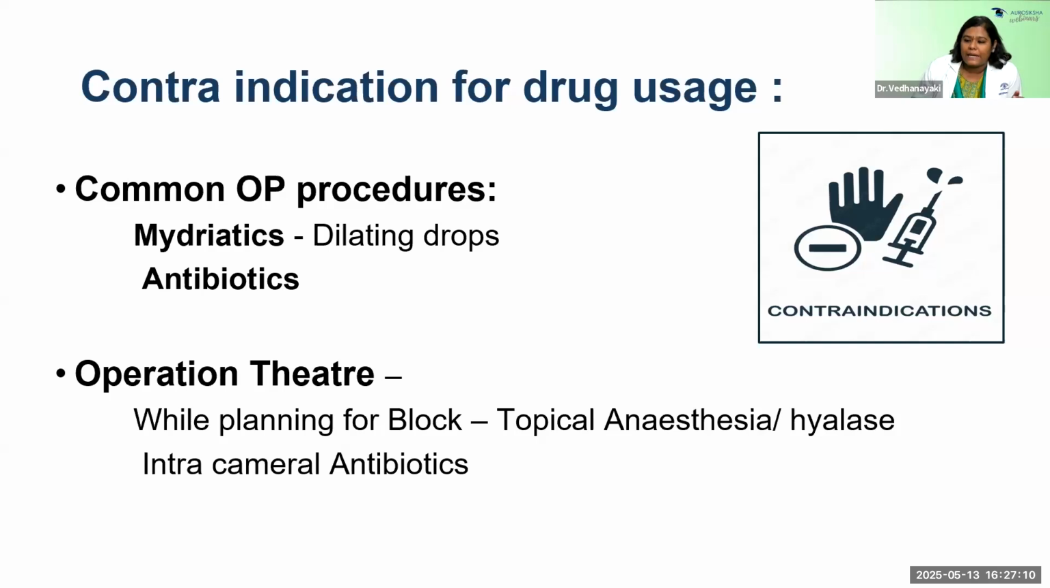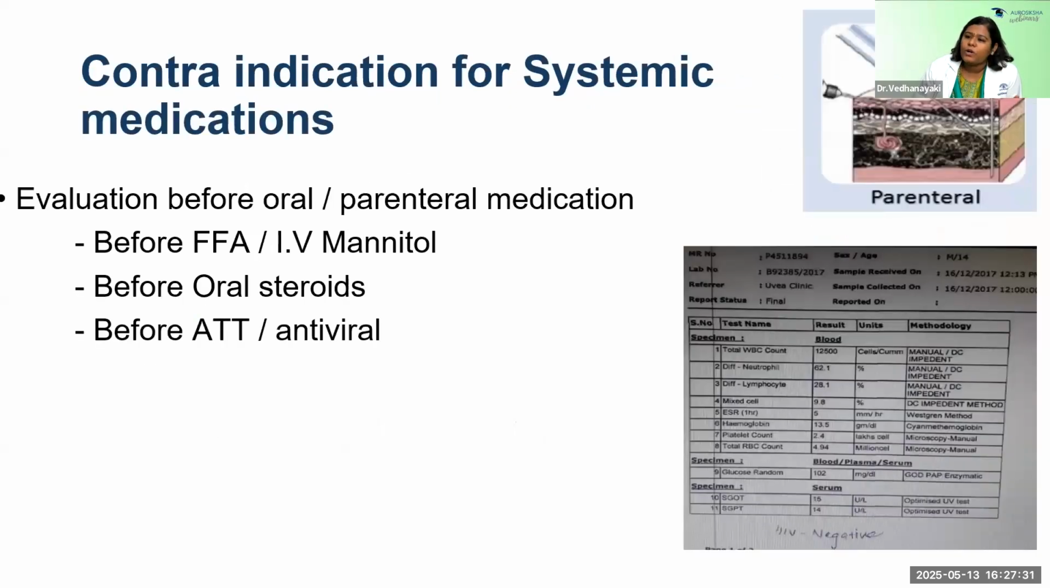Then we have intracameral antibiotics. These are antibiotics which we inject into the anterior chamber at the end of the surgery to prevent infection post-operatively. Again, a few patients may be allergic to moxifloxacin, which is commonly used. In those cases, we have to plan what we are going to do for these patients intraoperatively. So we spoke about topical medications and intracameral injections.